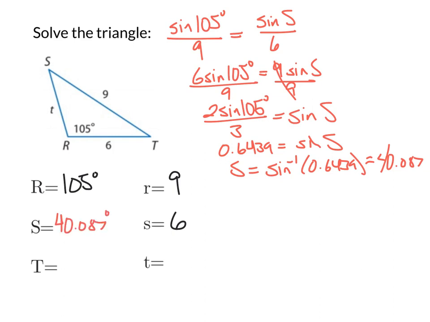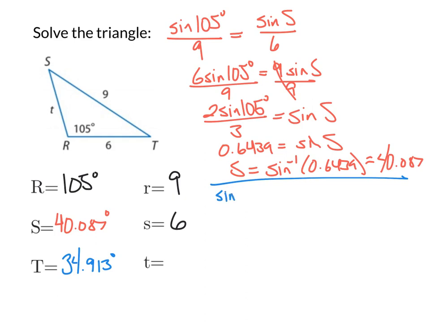40.087 degrees. Now that we have two angles, to find the third one, we would just subtract 105 and that 40.087 degrees from 180, and we'll end up with the third angle being 34.912, or rounding, 34.913 degrees. To find the third side, we can't use Pythagorean theorem because it's not a right triangle. Instead, we have to use law of sines.